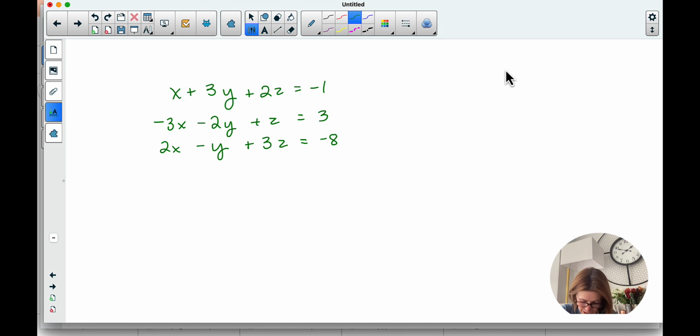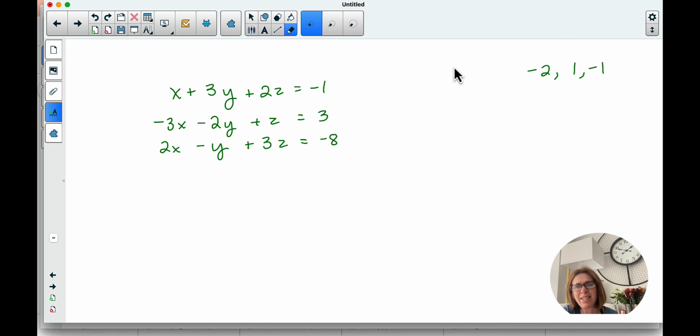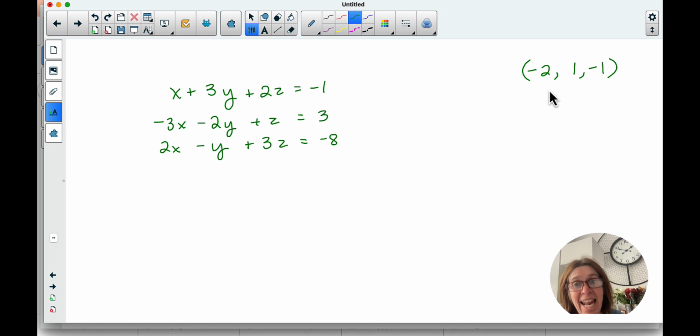And the answer to this one would be negative 2, 1, negative 1. So what I suggest you do is try it. See if you get the answer. If you make a mistake, if you don't get that, try it again. And then if not, bring it to class and we can go over it in class.